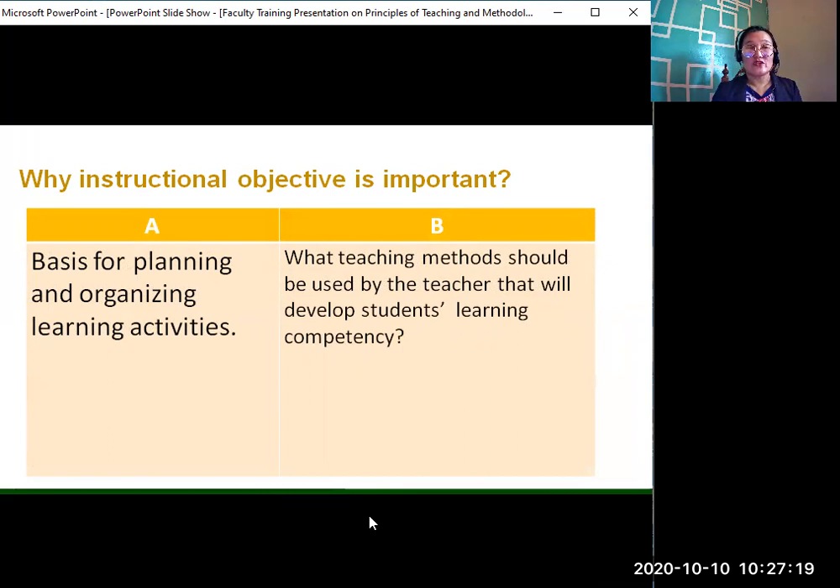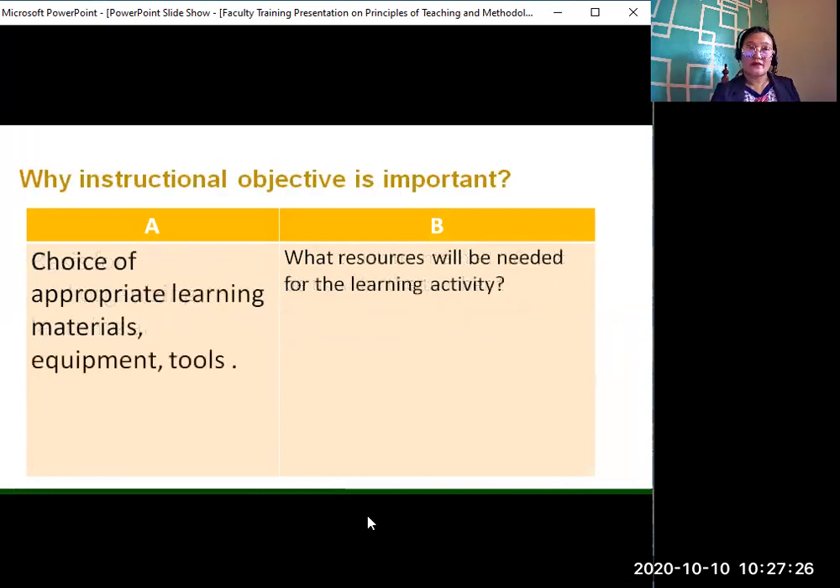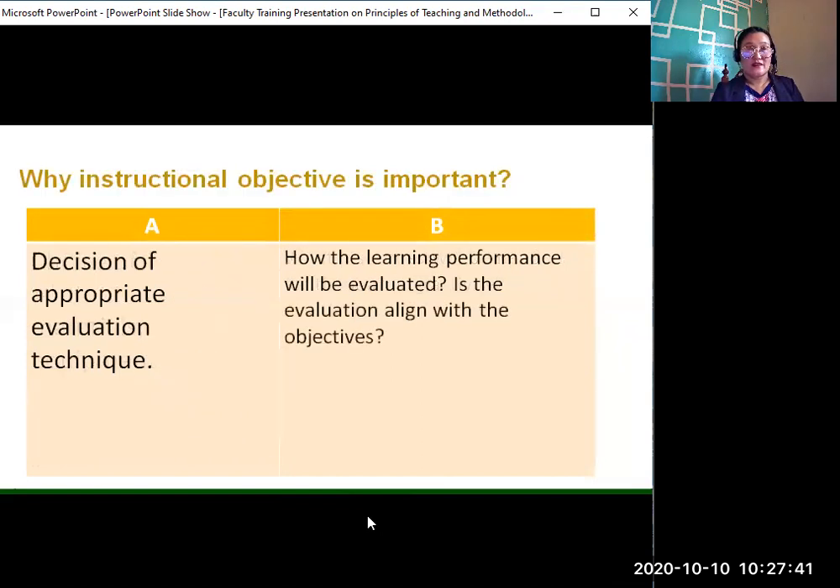What teaching methods should be used by the teacher that will develop students' learning competency? And the choice of appropriate learning materials, equipment, and tools, answerable by what resources will be needed for the learning activity. It is also used as a basis for decision in choosing an appropriate evaluation technique. How will the learning performance be evaluated? Is the evaluation aligned with the objectives?